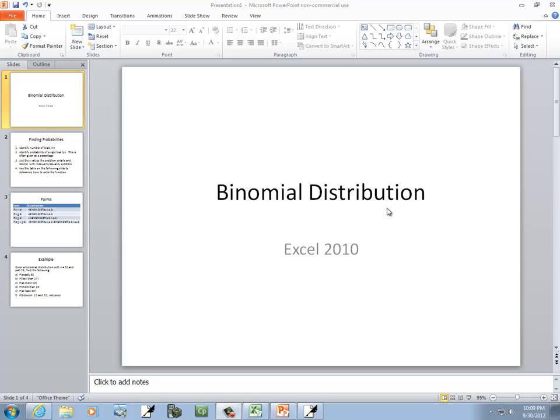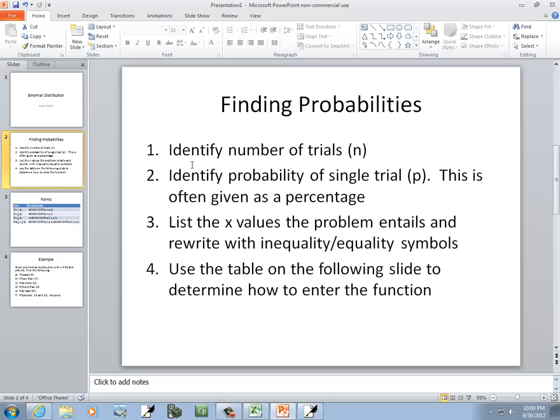Let's take a look at the binomial distribution, specifically finding probabilities using Excel 2010. Our first step is going to be to identify a number of trials, that'll be n. Second step is to identify the probability of a single trial, and that'll be little p. This is often given as a percentage.